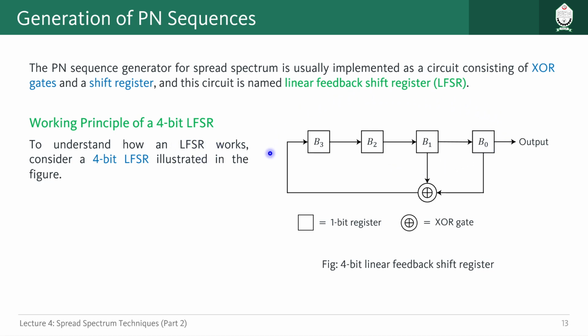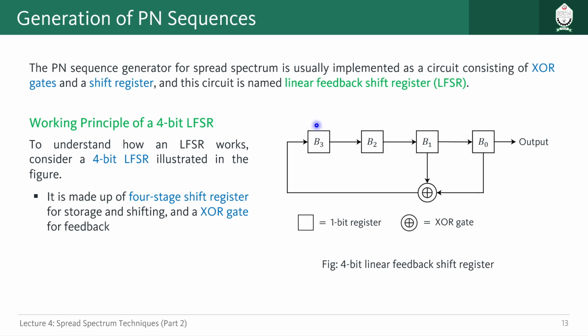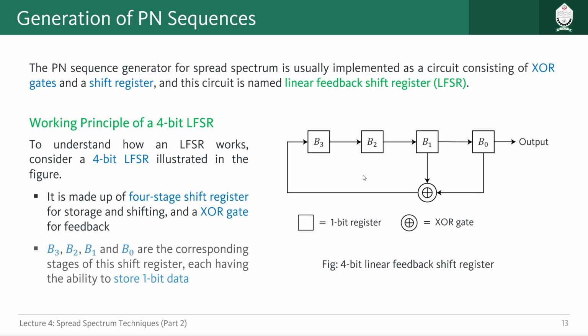So this is that example of a 4-bit LFSR, and here we can see this has a 4-stage shift register and an XOR gate, right? So this XOR gate is taking some inputs here and taking that as feedback to B3. Now for this shift register here, B3, B2, B1 and B0 are the corresponding stages, and each of these stages has the ability to store 1-bit data.